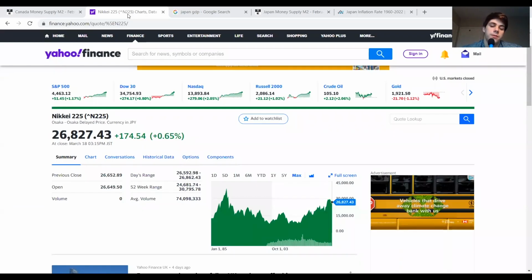Okay, so now I'm going to give a real life example of when quantitative easing does not cause inflation. And this is a live example. This is something that's currently happening right now.